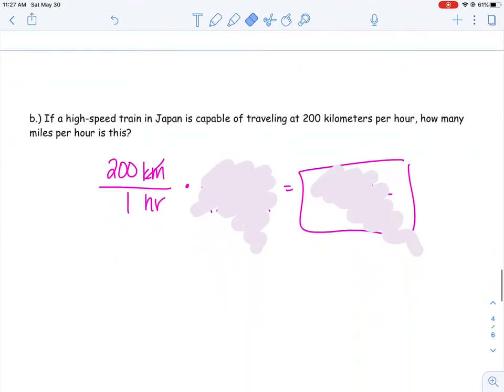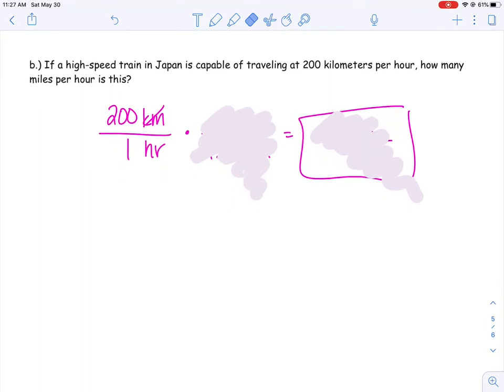All right, part B says, if a high-speed train in Japan is capable of traveling 200 kilometers per hour, how many miles per hour is this? Well, here in the United States, we're more used to our English system. So 200 kilometers per hour might not make sense to most of us. And so we might have to convert it into miles per hour because then it'll make more sense because that's what we're most used to.